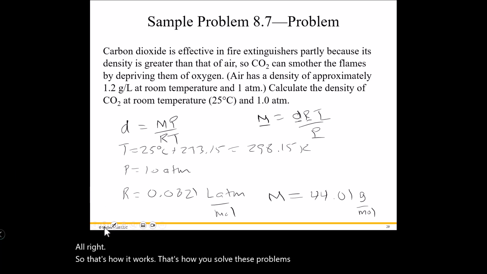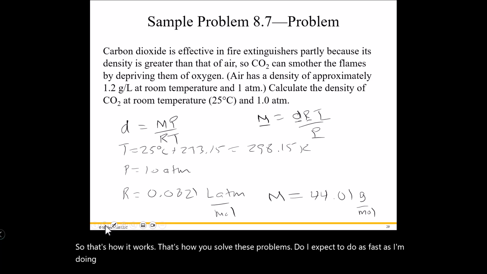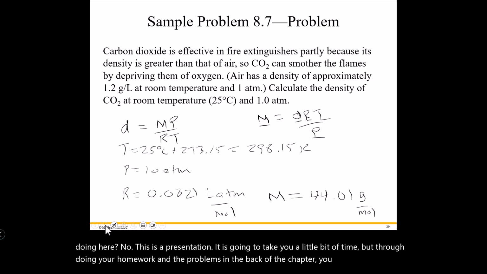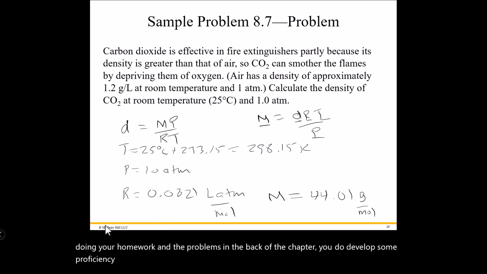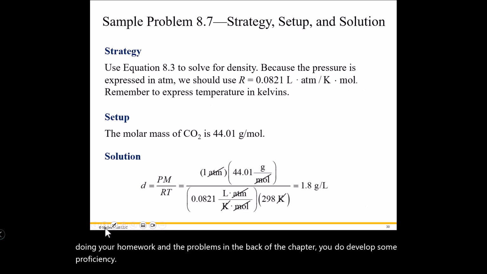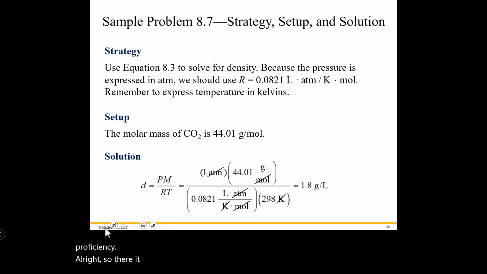Do I expect you to do it as fast as I'm doing here? No. This is a presentation. It is going to take you a little bit of time, but through doing your homework and the problems in the back of the chapter, you do develop some proficiency. All right, so there it is. Density equals pressure times the molar mass divided by RT.